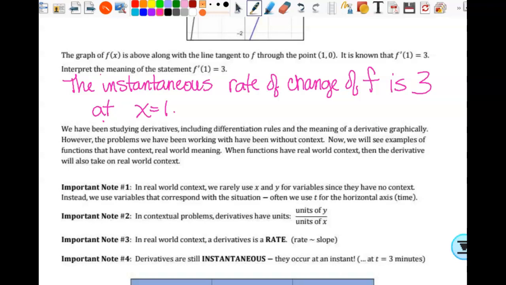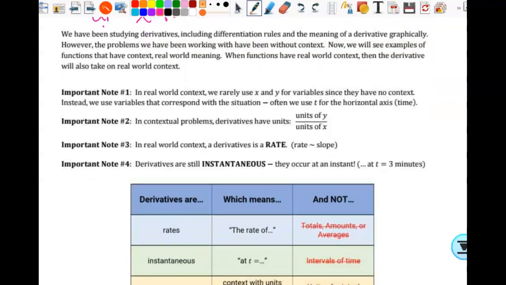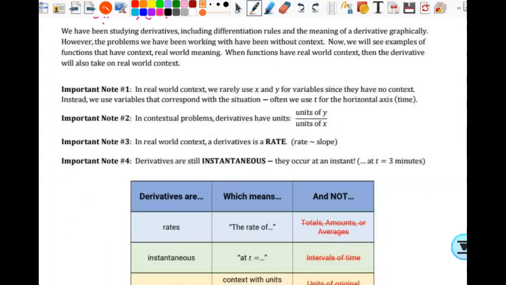Okay. And that's what we're going to look at, when they're actual application problems, how do we interpret what's happening? How can we find what's happening? So we've been studying derivatives, including our differentiation rules and the meaning of the derivative graphically. However, the problems we've been working with have been without context. That's what we've done so far.